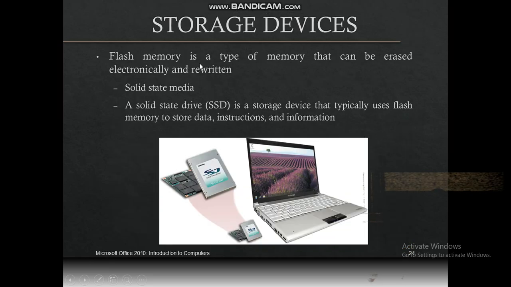So flash memory is a type of memory that can be erased electronically or written. You can erase all the flash memory, for example, with your solid state media. You can delete and then also install other information into flash memory. So we have something we call a solid state drive. It's a storage device that typically uses flash memory to store data, instructions, and information.